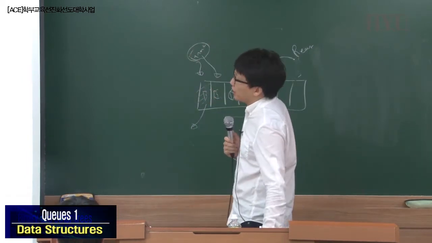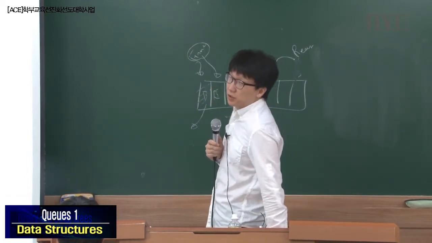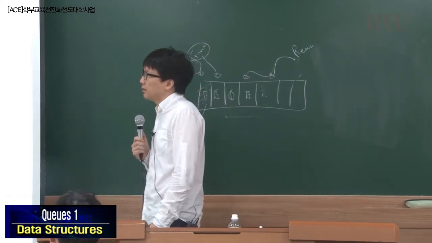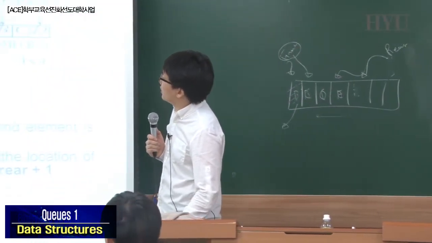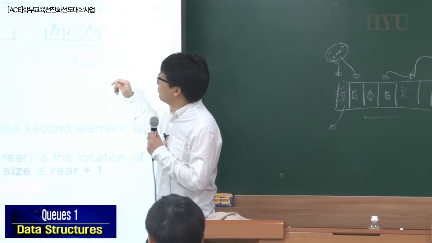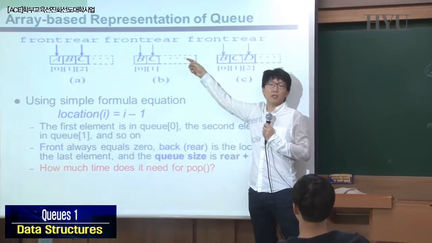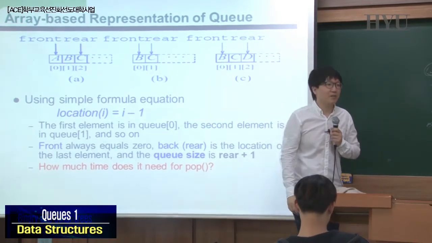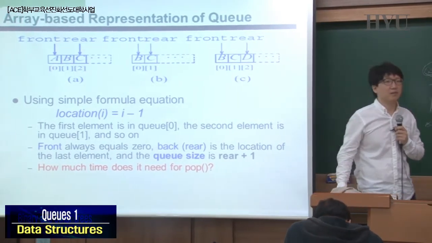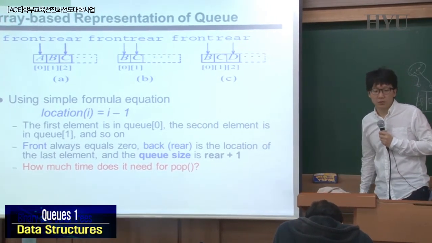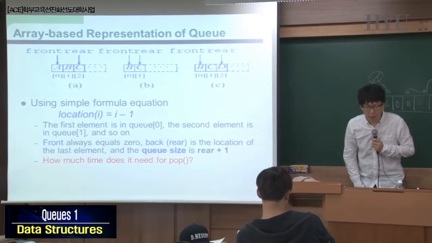Front and rear looking like that, front is always 0, right? Front, 0, rear, there. Notice that rear is not the end of a list. Okay, rear is the last element. It's pointing to the last element in the list. So do not mix up with that.